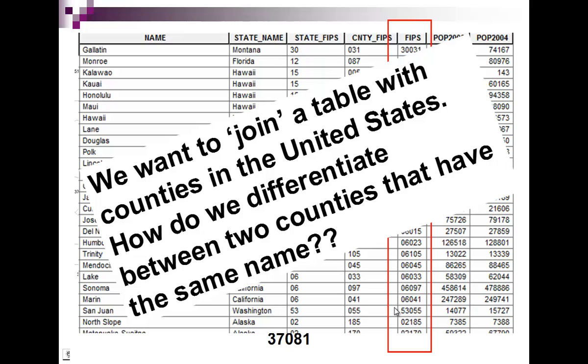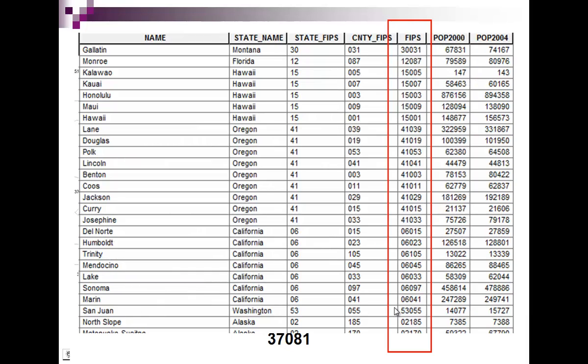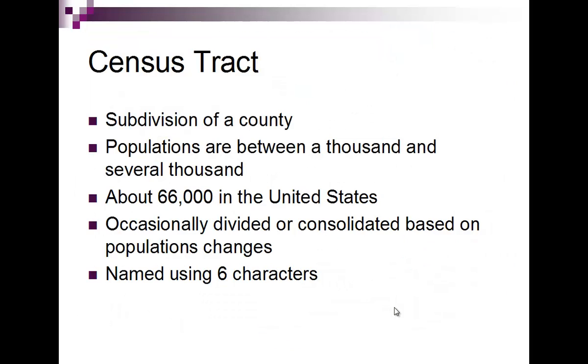Using this FIPS code. There are 31 Washington counties in the U.S., but this is going to distinguish those. So the Washington County in Oregon is going to start with 41, while one in another state is going to start with 15, or whatever that FIPS code is. Our tracts, there are about 66,000 of those in the U.S. Tracts are smaller than counties.